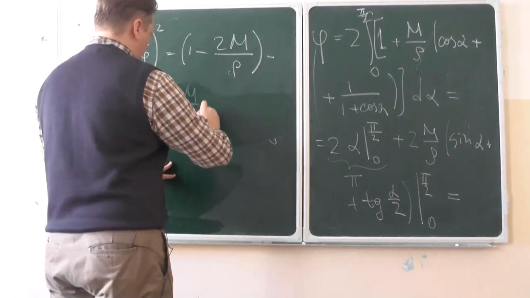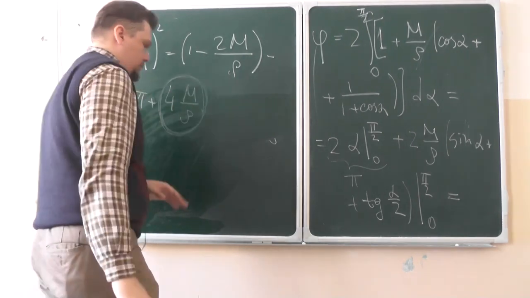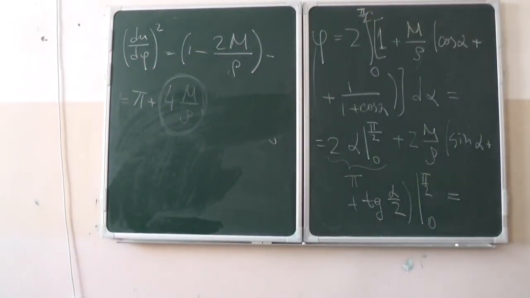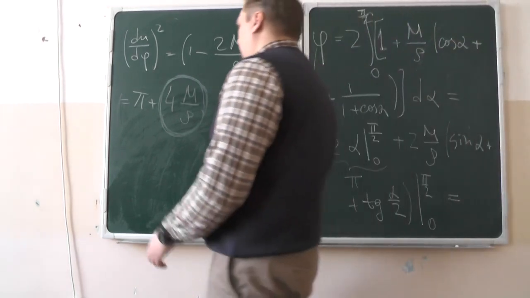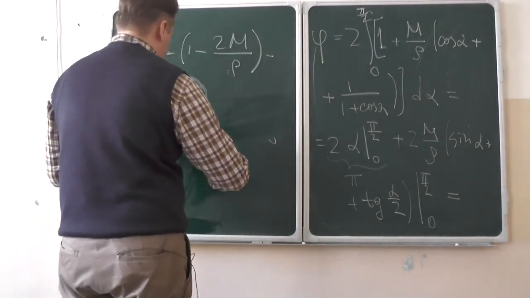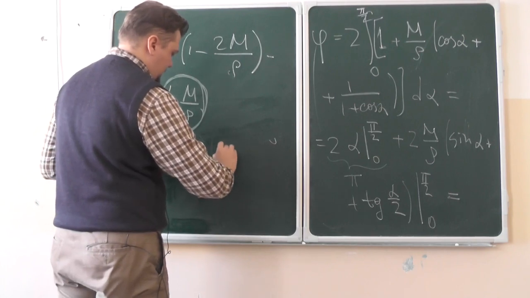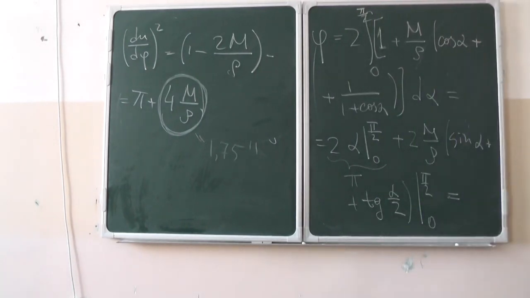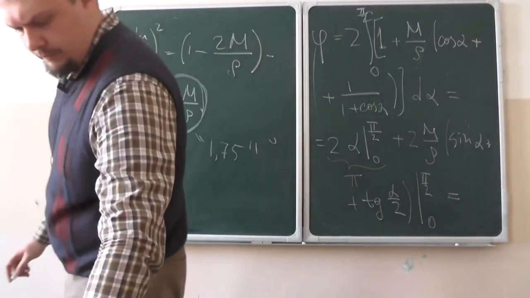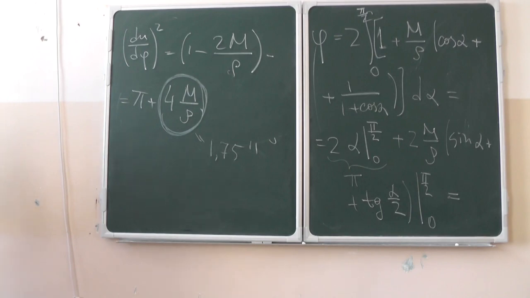So this small addition, this small deviation from the straight line, is exactly what was discovered one century ago, and this is about 1.75 arc seconds. Okay. So, what else?